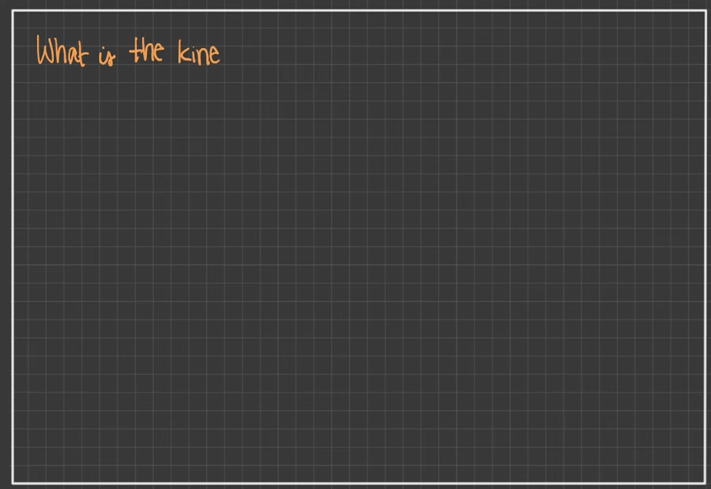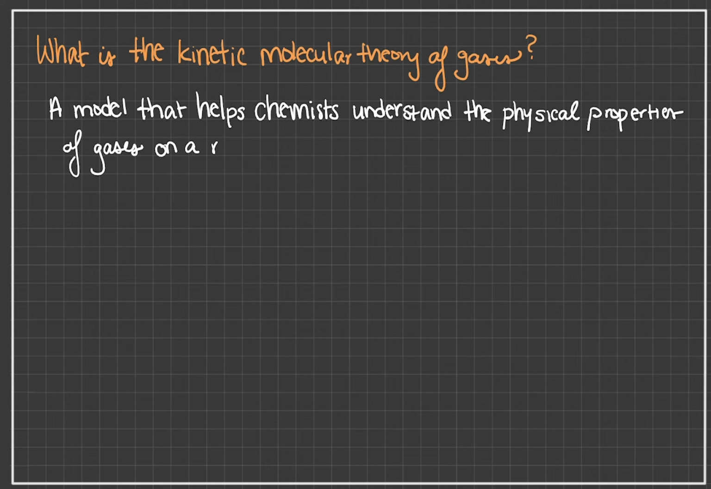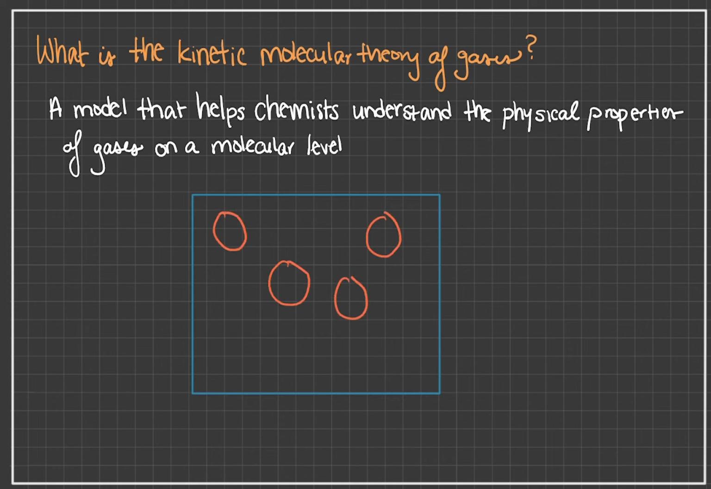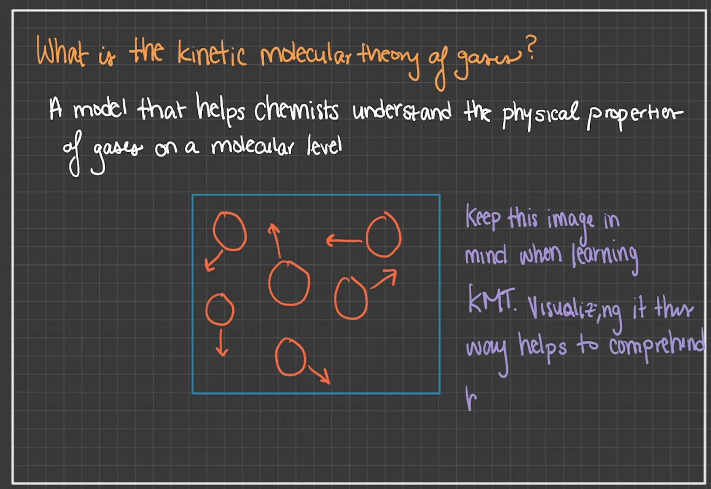Now, what is the kinetic molecular theory of gases? This is a model that helps chemists understand the physical properties of gases on a molecular level. So we're going to go into a couple of principles and assumptions that you should know in order to understand it. On the screen right here, we have an image, so keep it in mind when learning about this theory. Visualizing it this way helps you comprehend how the gas particles are moving as a whole.